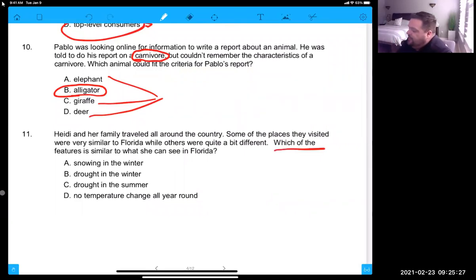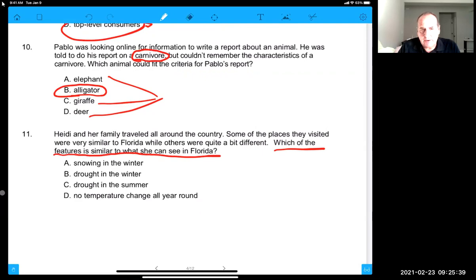Okay, so which of the following features is similar? Now remember, when you see similar, that doesn't mean it happens all the time, but most consistently, most often. Mr. Spina, what do you see in Florida most of the time? That's drought in the winter, unless you have that El Nino and stuff like that, but that's not all the time. That's every few years.